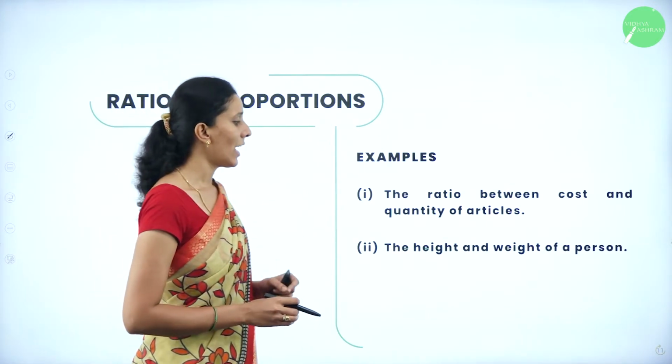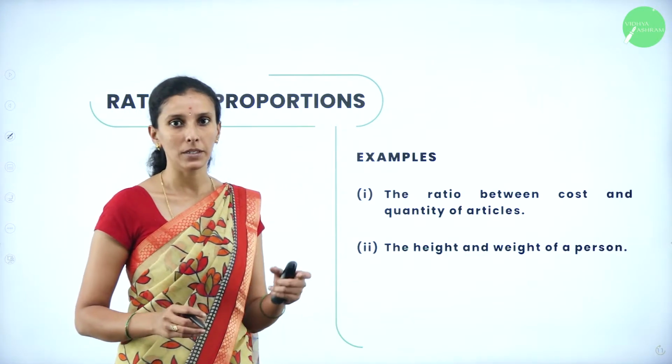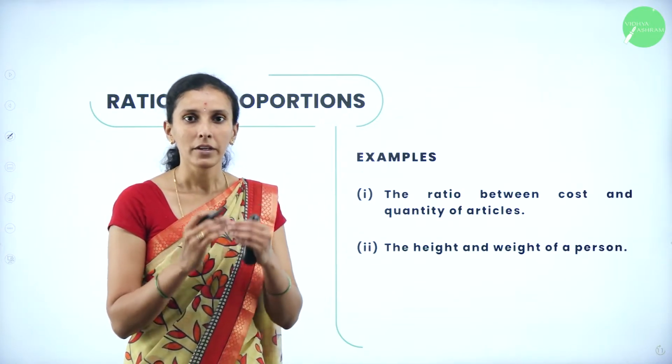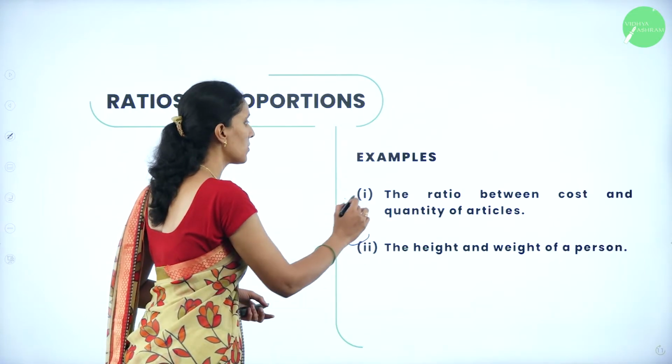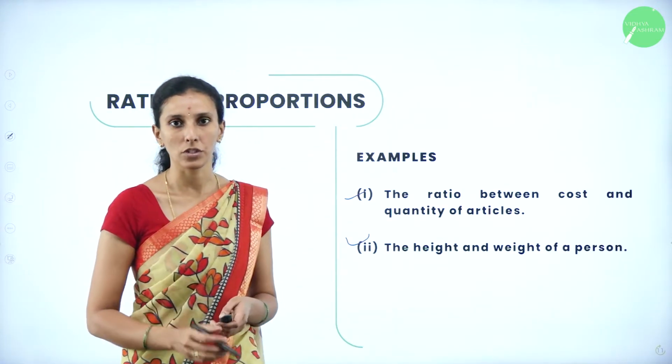One more example we have here: the height and weight of a person. As you grow up, your weight also increases. So this is an example of direct proportion.